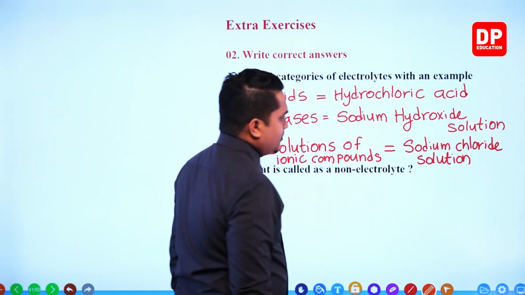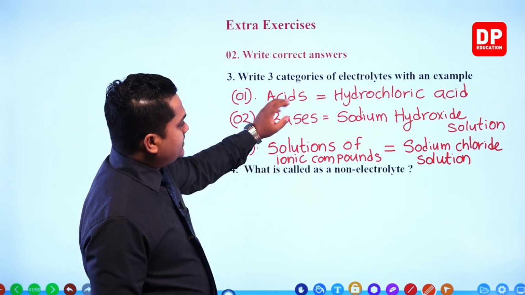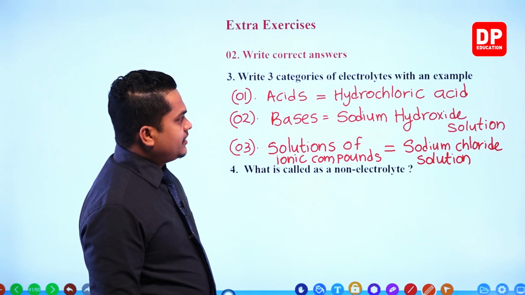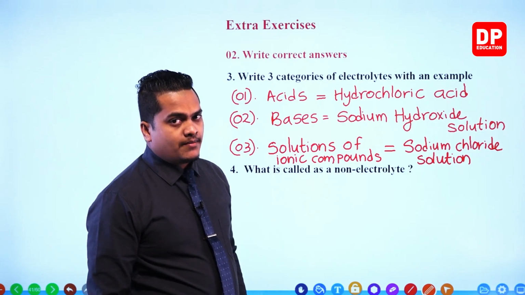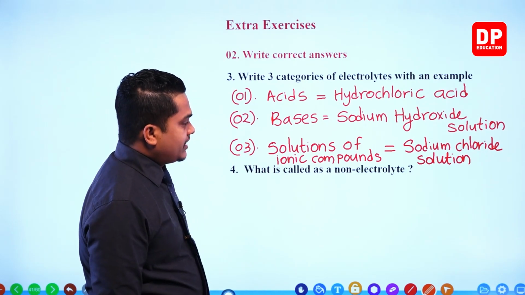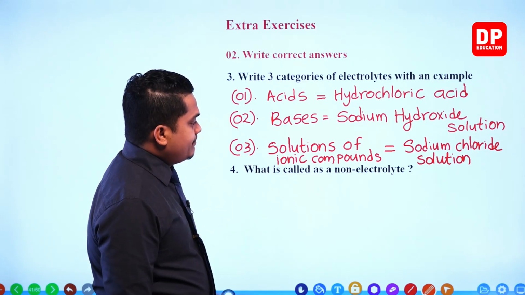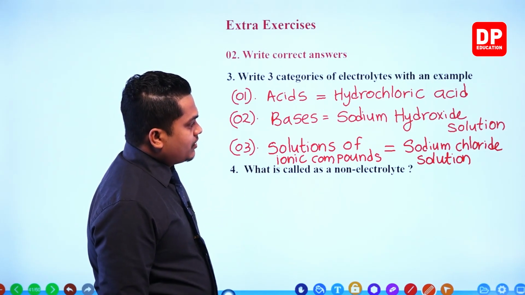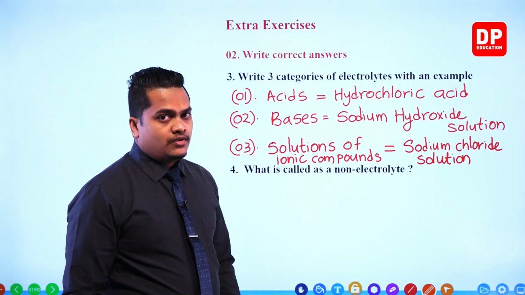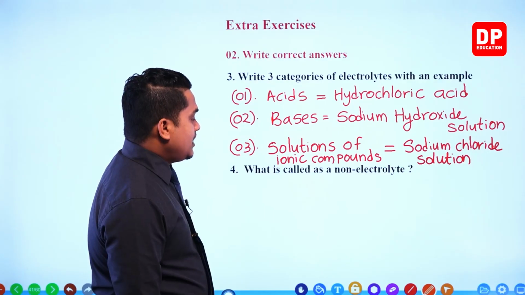Right, sodium chloride solution. So acid solutions like hydrochloric acid conduct electricity and are an example for electrolytes. Bases like sodium hydroxide solution are a good example for electrolytes. Then solutions of ionic compounds like sodium chloride solution, once again a good example for these electrolytes. Okay.